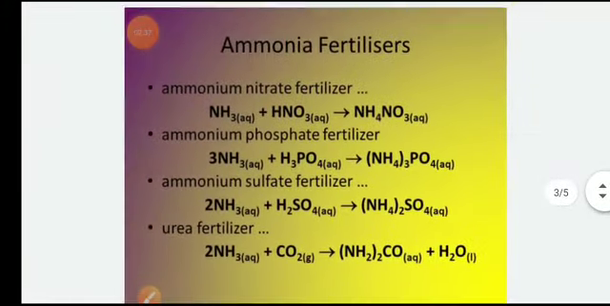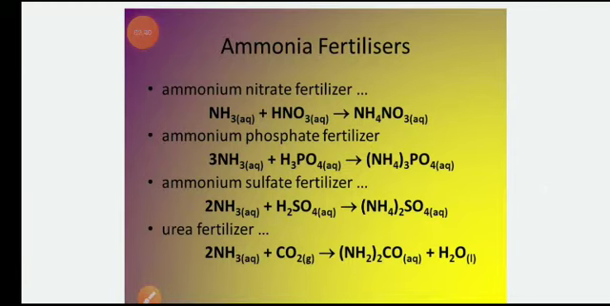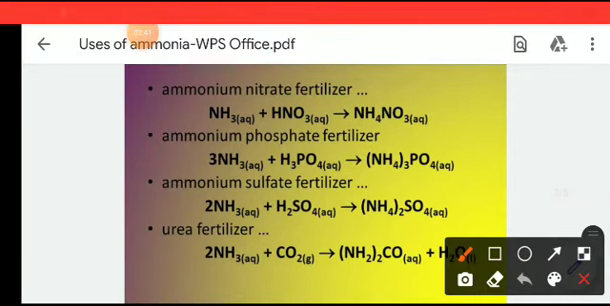All of you can see from this slide the ammonia fertilizers. Whenever ammonia is reacted with nitric acid, it forms NH4NO3, that is ammonium nitrate. It is used as a fertilizer. Similarly, when ammonia reacts with phosphoric acid, H3PO4, it forms ammonium phosphate, which is also a fertilizer. Similarly, ammonium sulfate is produced by reacting ammonia with H2SO4. And the most used fertilizer is urea.